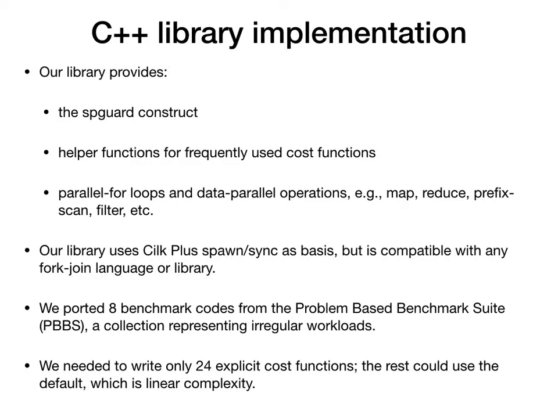Over the hundreds of lines that we ported from the problem-based benchmark suite, we wrote just a total of 24 SP guards and their associated cost functions. Otherwise, we managed to use our default cost functions. On the other hand, the original author's code of the problem-based benchmark suite used 5 different kinds of manual coarsening techniques and heuristics to do the granularity control. So overall, we were able to replace this variety of manual techniques with one uniform automatic technique.